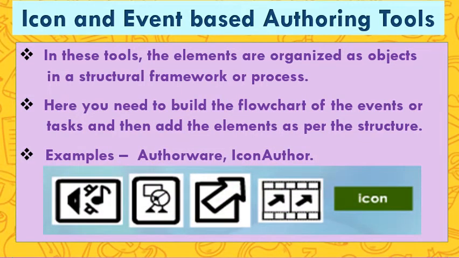Second type is icon and event based authoring tools. In these tools, the elements are organized as objects in a structural framework or process. Here, you need to build the flowchart of the events or tasks and then add the elements as per the structure. Some examples of icon and event based authoring tools are AuthorWare and Icon Author.